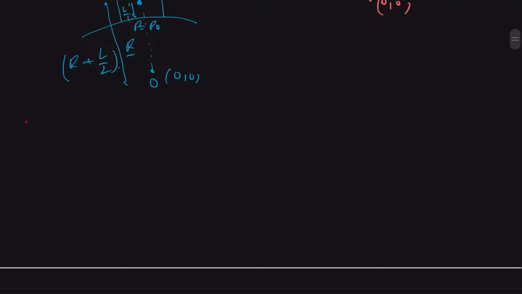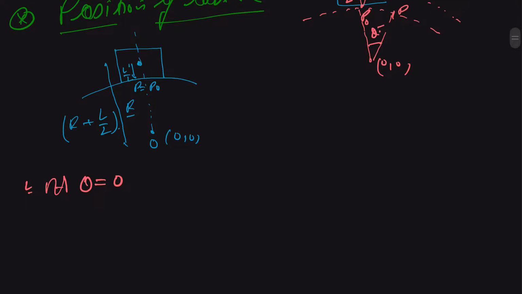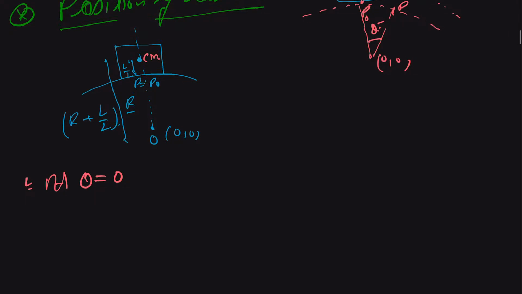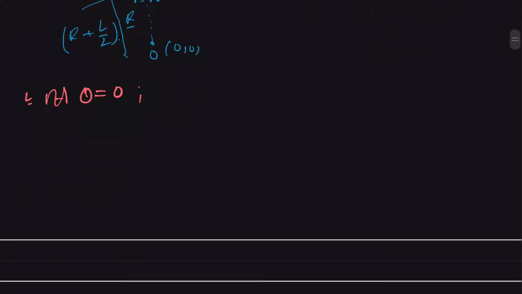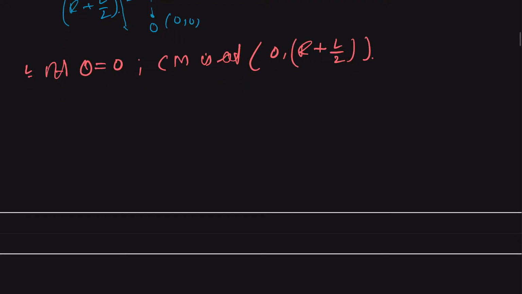So we can say at theta equal to 0, this is the center of mass of the cube. So the center of mass is at 0, R plus L by 2, and from here, for any value of theta, we can find out the radial offset as well as the tangential offset of this center of mass.